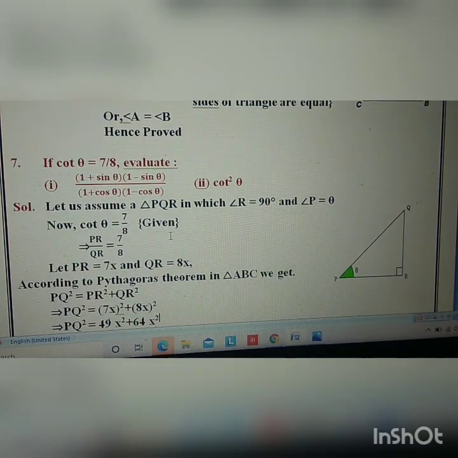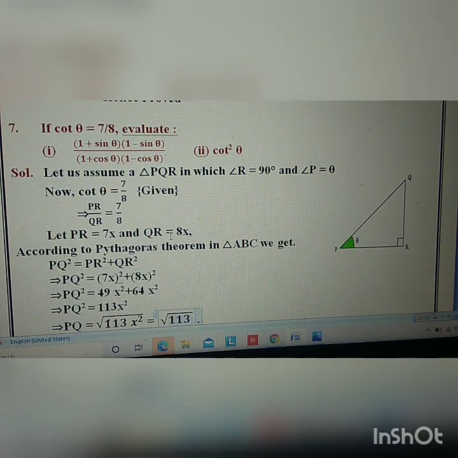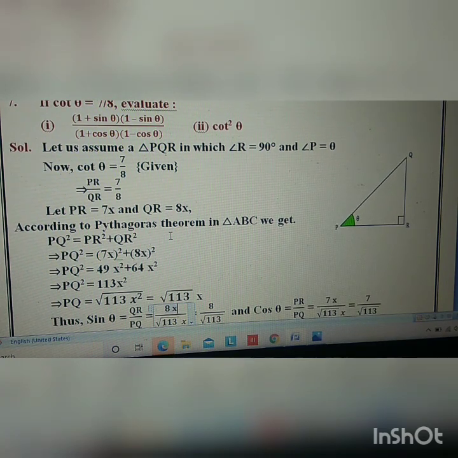Question number 7. In question number 7 we are given that cot theta is equal to 7 upon 8 and we have to evaluate the value of (1 plus sin theta)(1 minus sin theta) upon (1 plus cos theta)(1 minus cos theta), and cot square theta.